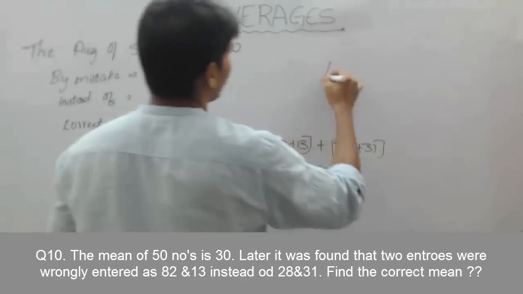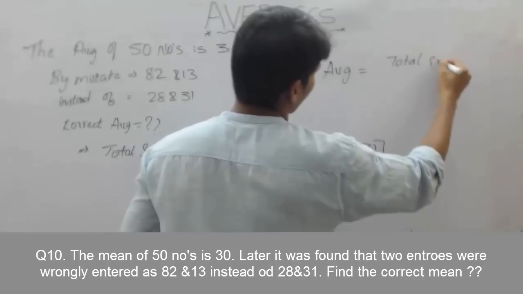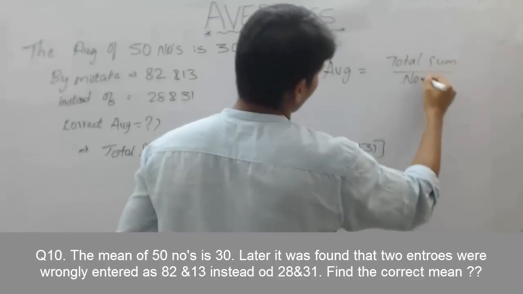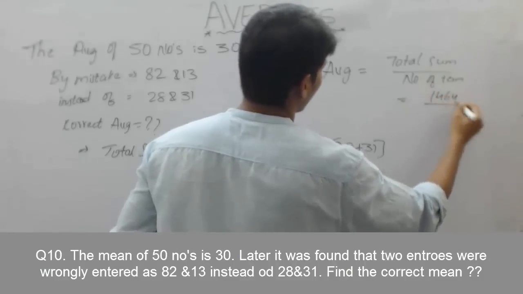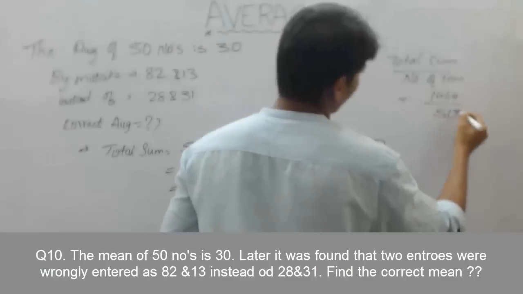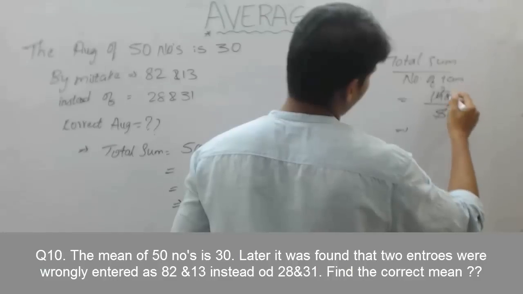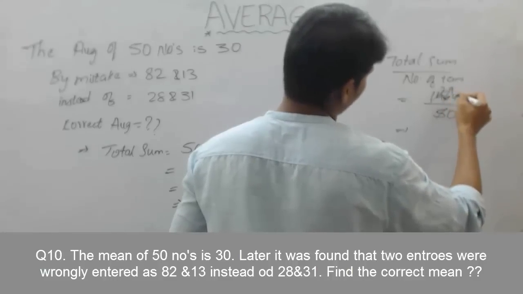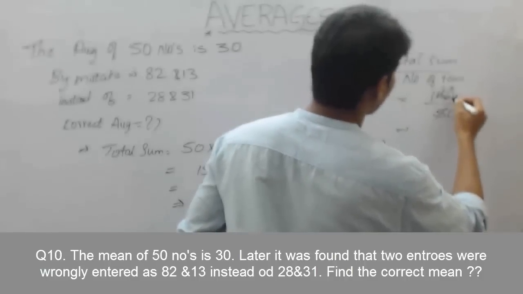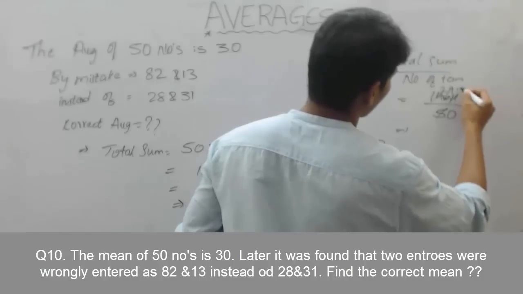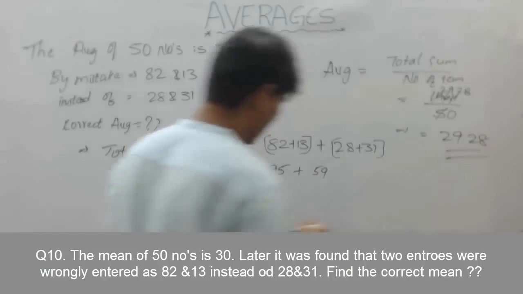So to find your average, total sum divided by number of terms. So what is the total sum? 1464 divided by the total number of terms, which is 50. So if you calculate, 5 2s are 10, 4, 9. So what do you get? Again 45, 1, 2, 8. So 29.28 is your correct average.